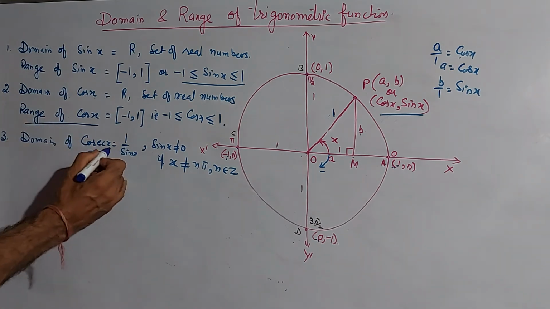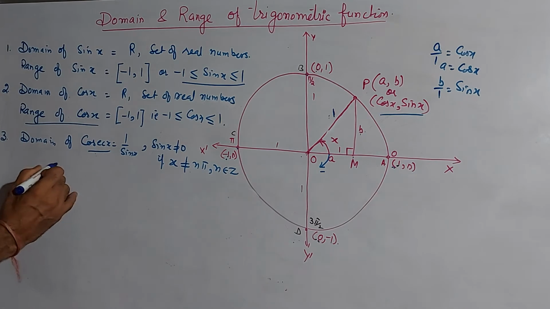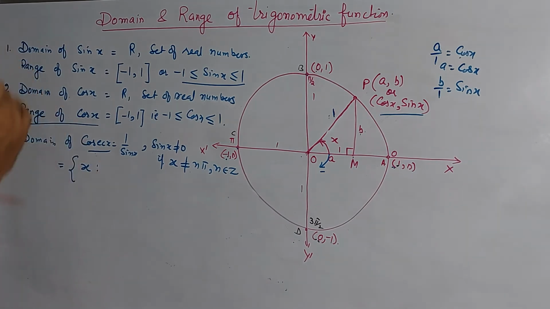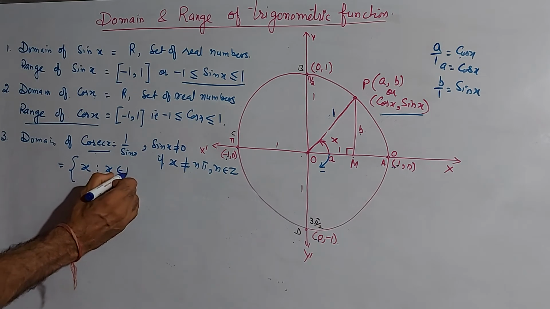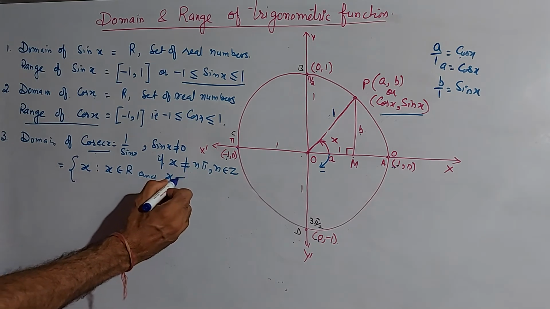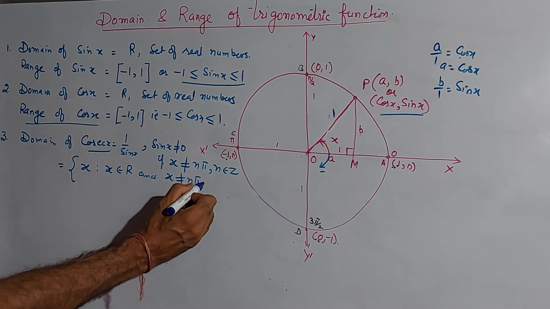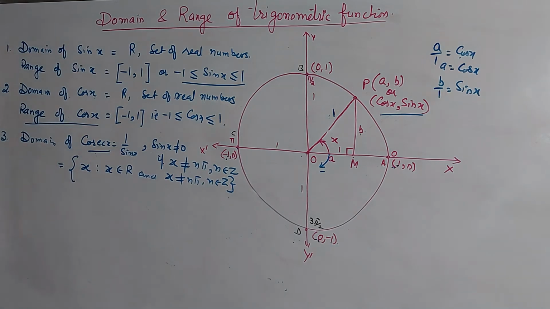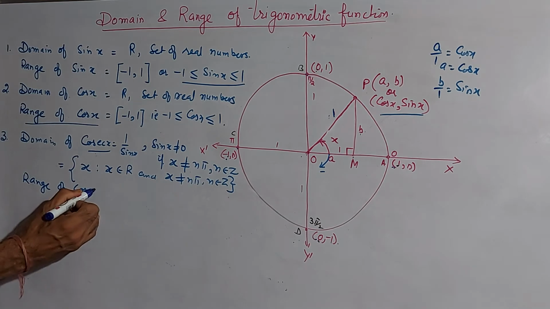So the domain of this function will be x such that x is a real number and x is not equal to n pi, where n is in Z. This is the domain of cosecant x. Now see the range of cosecant x.